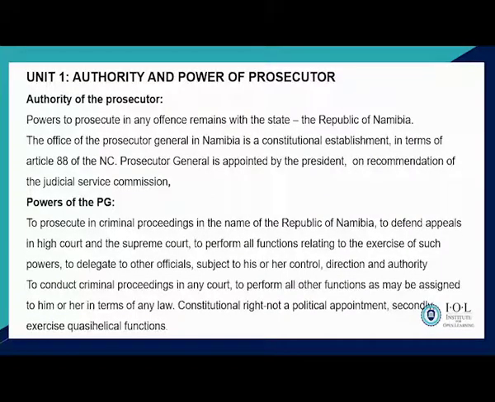Secondly, exercise quasi-judicial functions.